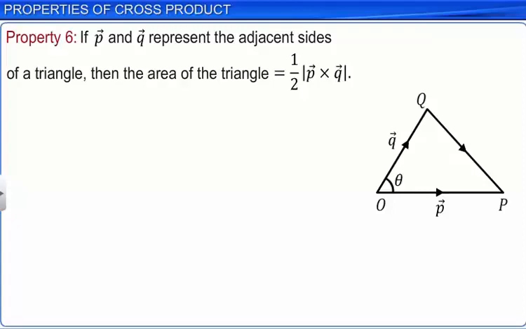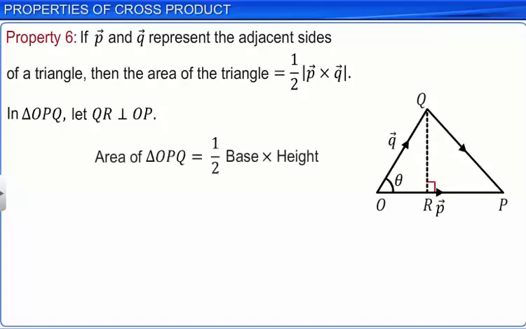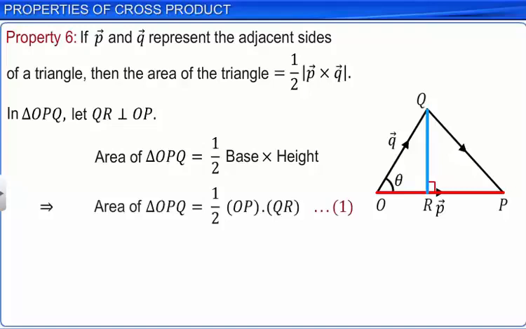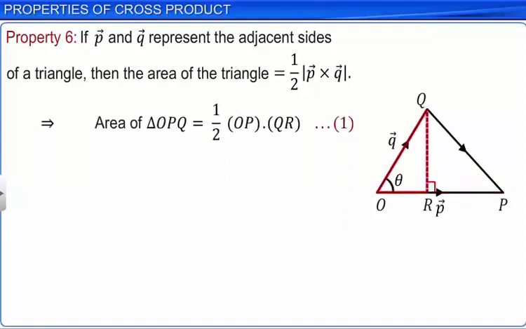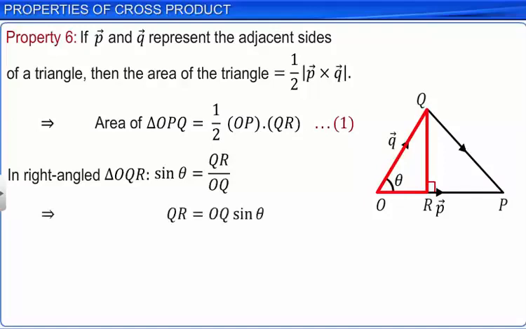By formula, area of triangle OPQ is equal to half of the product of base OP and height QR. From right-angled triangle OQR, we get QR is equal to OQ sine theta, where theta is the angle between vectors P and Q. Let us substitute this value of QR in equation 1.